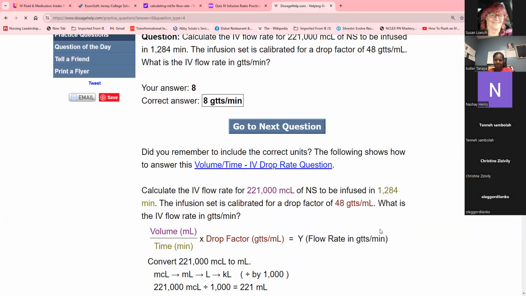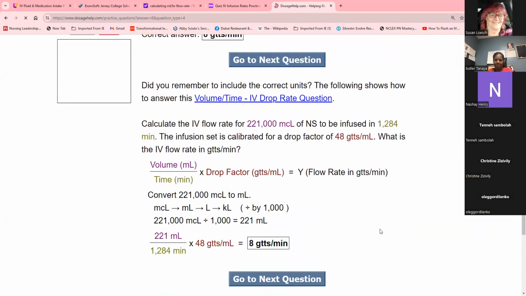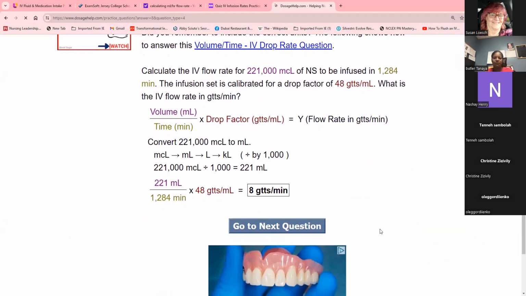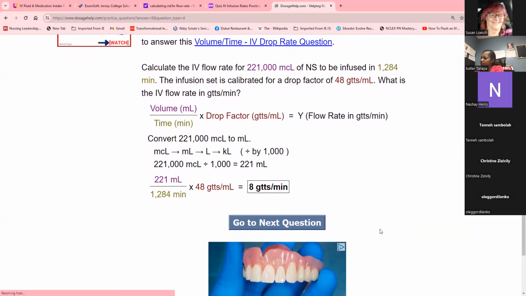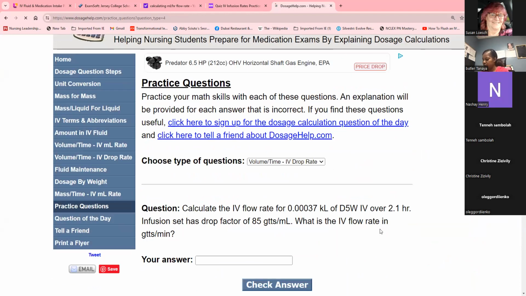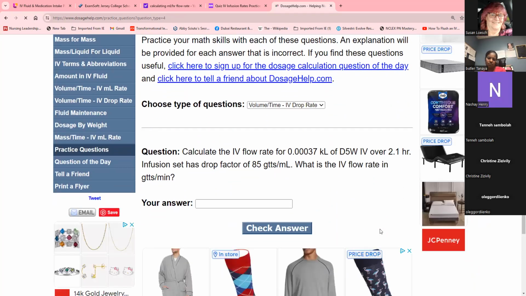Okay, 8 was correct. And here at the bottom is how they did it. I'm going to write it down the way we did it. Take a picture of it if you need to. Okay, let's try one more of these. This one you have to do a few conversions.